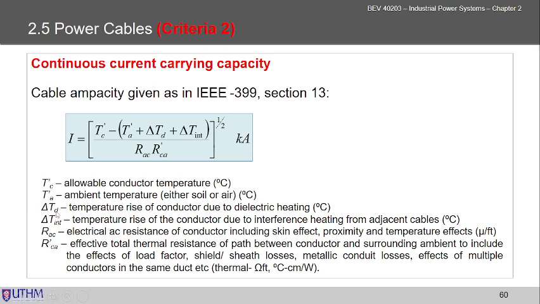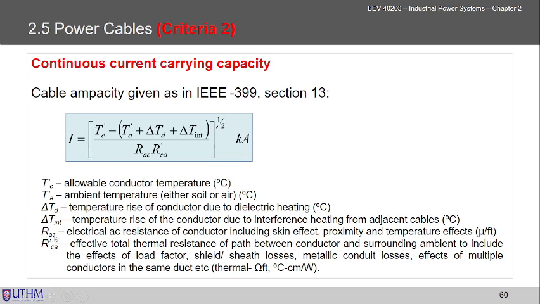Then del TD is the temperature rise of the conductor due to the dielectric heating. Dielectric heating means the insulator heating. Del T int is the temperature rise of the conductor due to the interference heating from the adjacent cables. Just imagine we have 4 cables, R, Y, B, and the neutral. How are we going to put the cables? Are they touching each other, or do we have a gap between the cables? The adjacent cables mean the nearby cables.